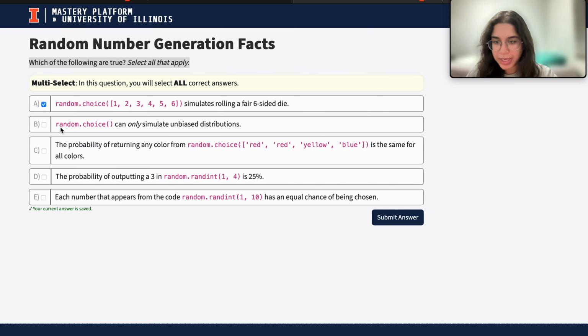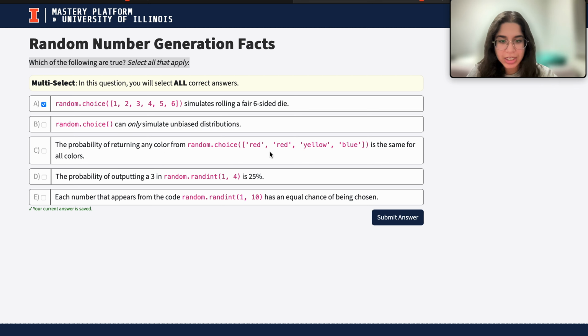And then here we have, random.choice can only simulate unbiased distributions. I want to get to this one later, because another answer choice basically disproves this fact. So let's see answer choice C. The probability of returning any color from random.choice is the same for all colors.